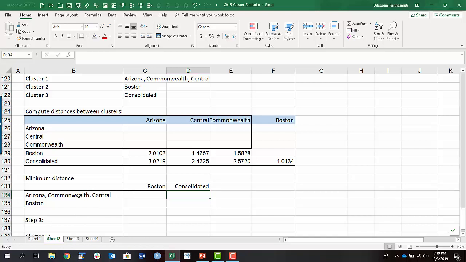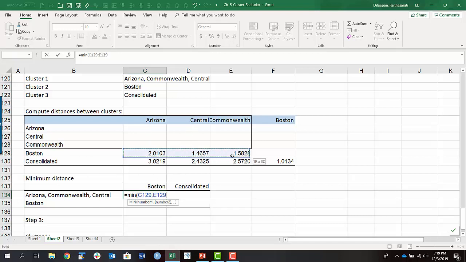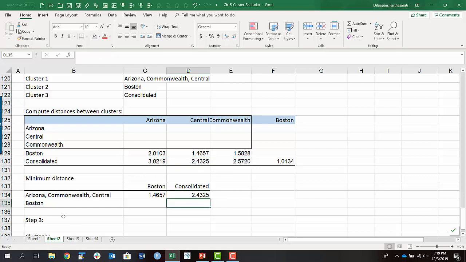So what is the distance between Boston, closest distance in single linkage, right? So here this will be min of Boston to Arizona, Boston to Central, and Boston to Commonwealth. So the minimum of these three. Okay, and then here it is the minimum of these three. Now Boston to consolidated, Boston is one cluster, consolidated is one cluster, and these are clusters with just one record. So that distance is it.